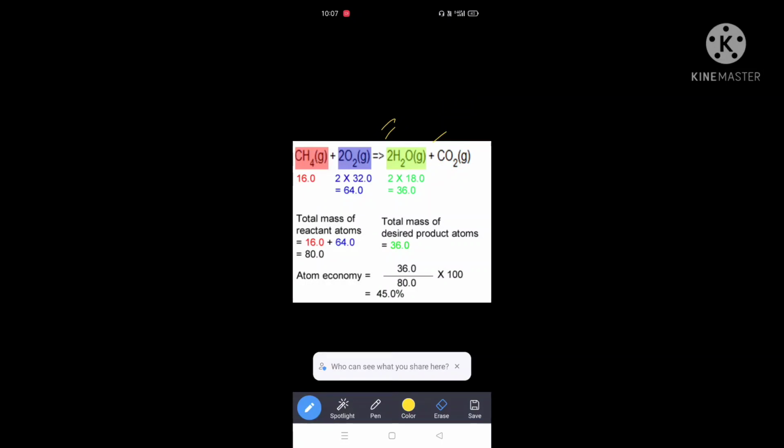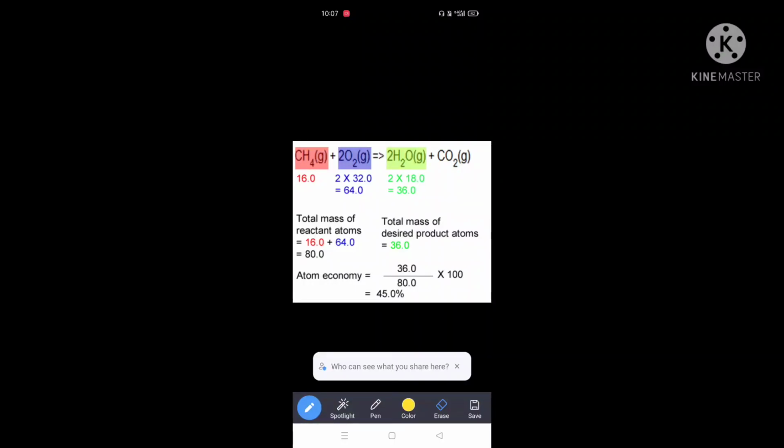So here, how many moles of H2O are we getting in the product? 2 moles. So that's why 2 into 18, 36. If you prepare water from the methane combustion reaction, what is happening? We take 16 grams of methane and 64 grams of oxygen. It produces 36 grams of water.